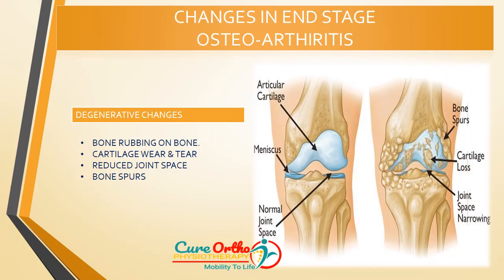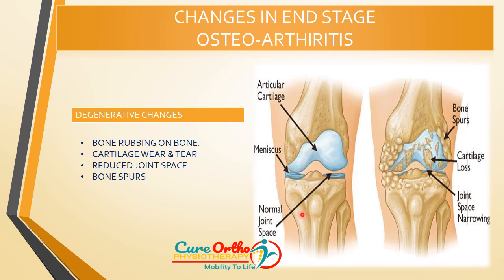Changes in end-stage osteoarthritis or advanced degenerative joint arthritis. So here you can see a normal knee. A normal knee includes normal bone, articular surfaces, normal articular cartilage, normal joint space, and there are no bone spurs.